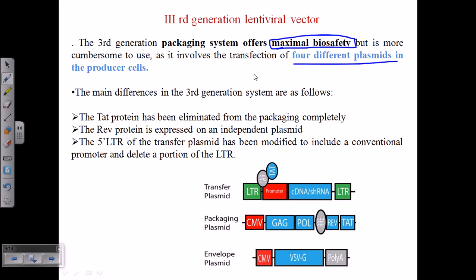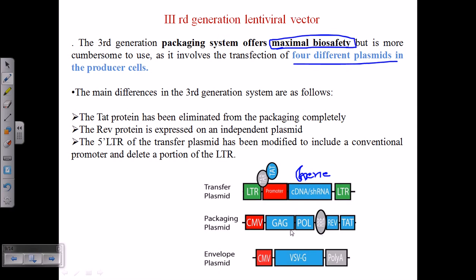whole disarmed viral vector, but in this case we utilize four different plasmids instead of three. Okay, majorly three plasmids. One is the transfer plasmid having our gene of interest. Sorry for the bad handwriting here. Gene of interest.